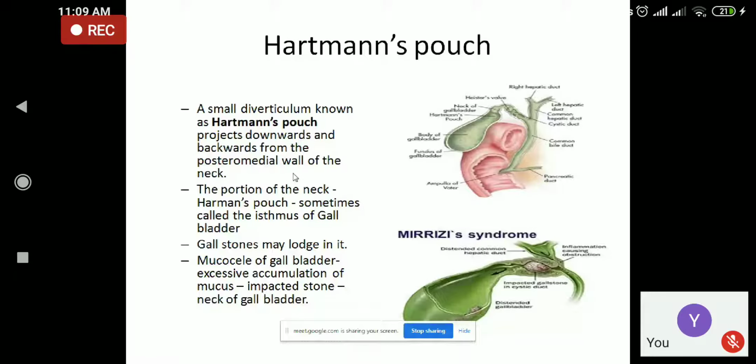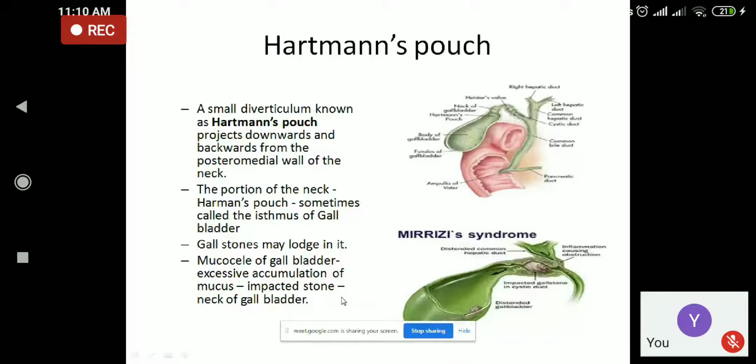If asked which structure comes from the posteromedial wall of the neck, then you have to say Hartmann's pouch. This is also a viva and MCQ question. This portion of the neck or Hartmann's pouch is sometimes known as the isthmus of the gallbladder, and gallstones are most vulnerable to accumulate over here. If a gallstone accumulates here, then a mucocele of the gallbladder may occur, that is excessive accumulation of mucus due to the impaction of the stone on the neck of the gallbladder.